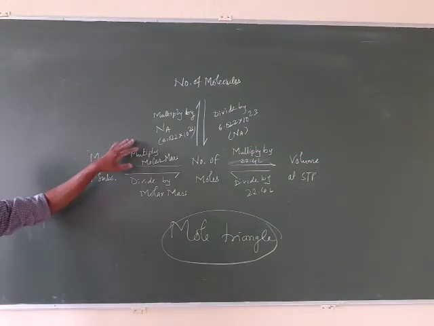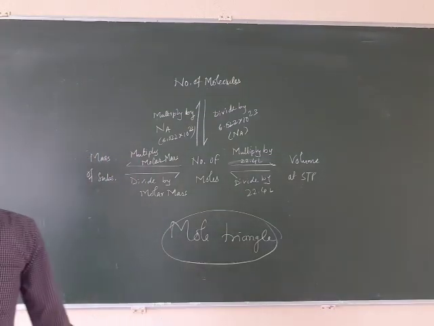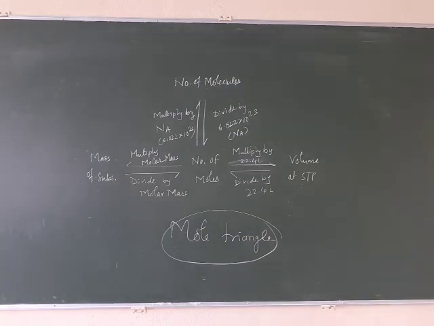Okay, clear? So this is what a mole triangle is, which is used to convert different kinds of quantities into different things. So moles can be converted to molecules, mass of substance, volume. Or number of molecules can be converted into number of moles, mass of substance, and volume.